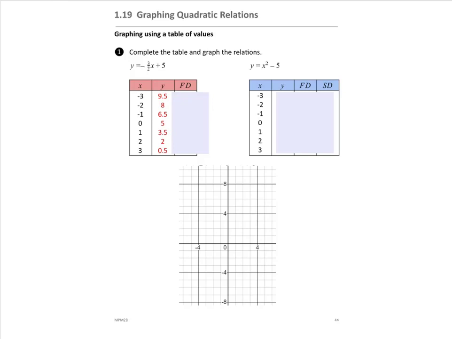What's important to note in linear relations, as you would have seen in grade 9, is the first difference is constant. If we take a look at 9.5 to 8, we can see that the difference is 1.5. It's going down 1.5. And then 8 to 6.5 is down another 1.5, and then down 1.5 again, and so on and so forth, all the way through the y values.